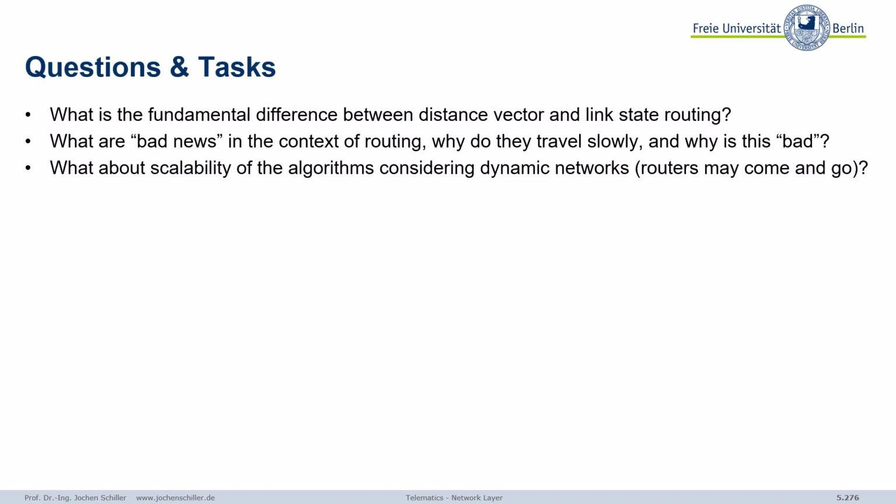So what you should know is the fundamental difference between distance vector and link state routing. And what is this idea of bad news, good news in the context of routing, and why bad news travels slowly, good news fast, and why is it bad that bad news travels slowly? And what about the scalability of the algorithms? Now consider large networks, consider dynamic networks. How do they survive? How can we handle dynamic topologies?